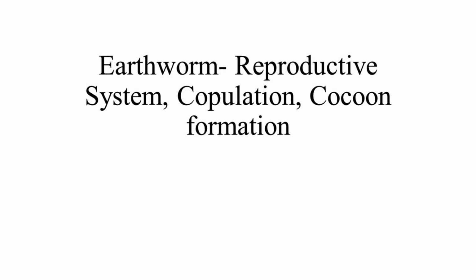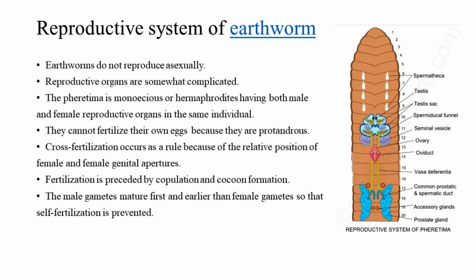Earthworm reproductive system, copulation, cocoon formation. Reproductive system of earthworm. Earthworms do not reproduce asexually. Reproductive organs are somewhat complicated. Pheretima is monoecious or hermaphrodite, having both male and female reproductive organs in the same individual.